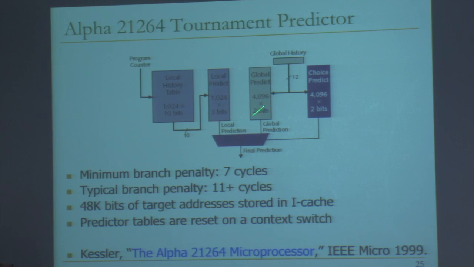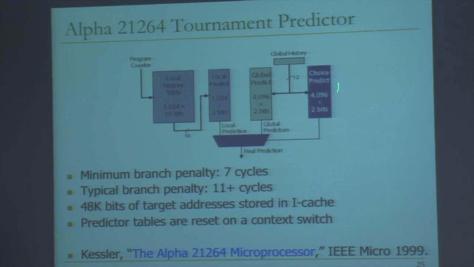And of course, you need to choose between them, right? Do you pick the local predictor, or do you pick the global predictor for that branch? Well, how do you do that? They have a choice predictor. This is the meta predictor that I mentioned, selector. And that is also 4,096 entries, and they use the global history, purely global history, no branch program counter, to pick the final prediction. And this performs pretty well. Alpha had a pretty good branch prediction accuracy, 21264.